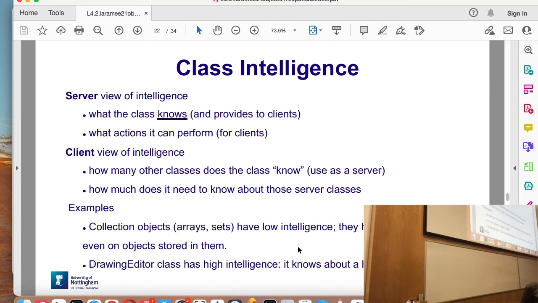Yes, Visual Paradigm. That's a drawing editor. So when I say this phrase drawing editor, it means a program that you draw figures in. Right? The drawing editor class has a lot of intelligence because it has to know about a lot of other objects. It has to know about the GUI, like initializing the GUI, getting the input from the user, all those mouse clicks and the mouse position. It has to know about the canvas that is drawn on and all that. So it's a very intelligent class.